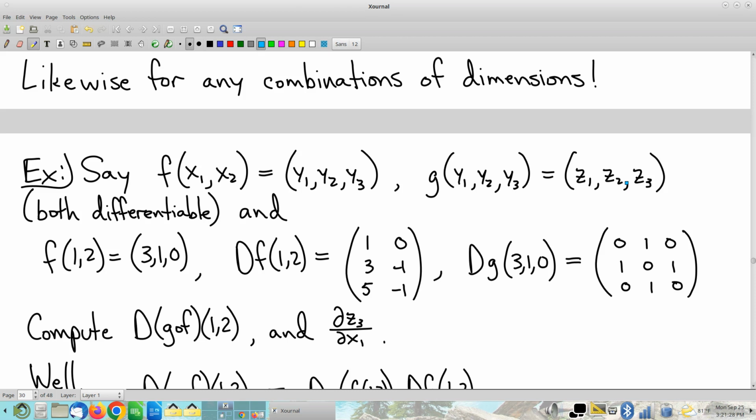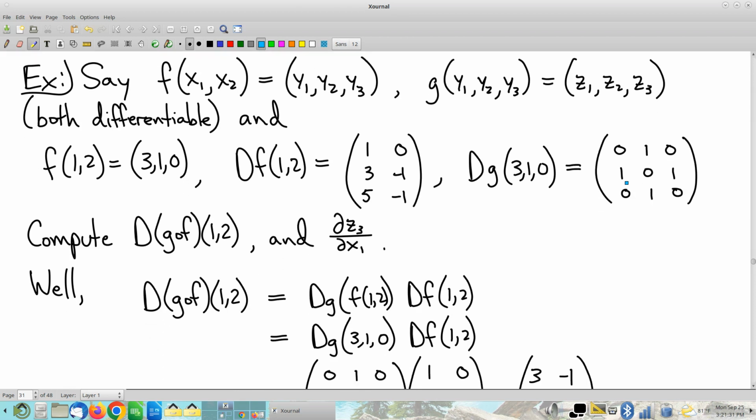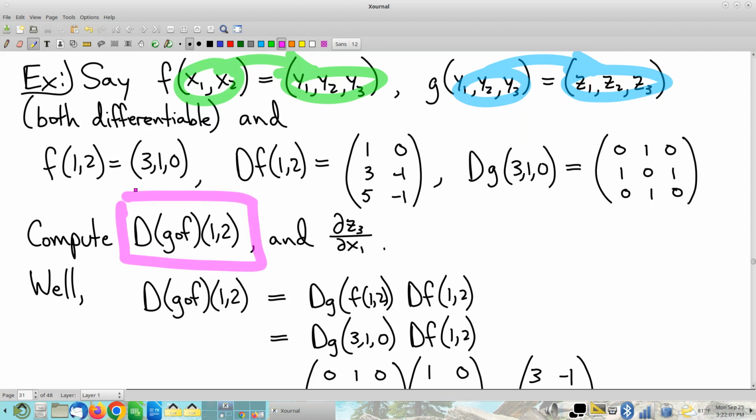Okay, all right. So let's see an example. We have a couple of functions, and you'll notice that this first function f turns the x variables into y variables. That's what f does. And then the next function turns those y variables into z variables. So f goes first and then g goes second. A bunch of information is given, and we'll use that information as needed. What we've been asked to compute here is the derivative of the composition.